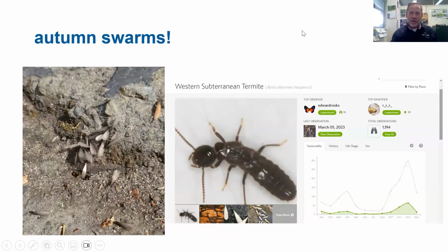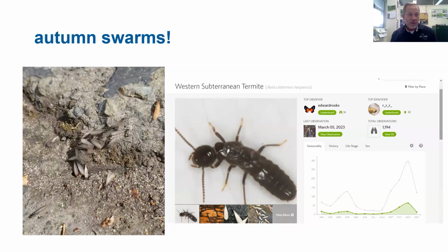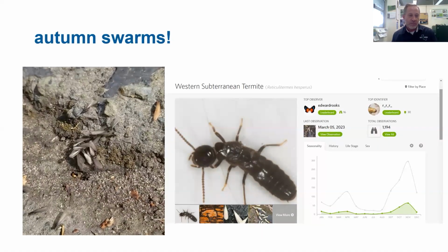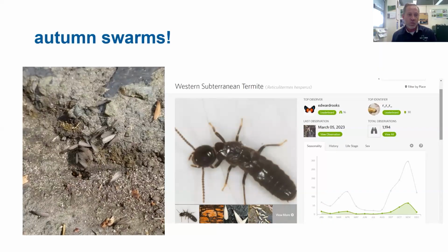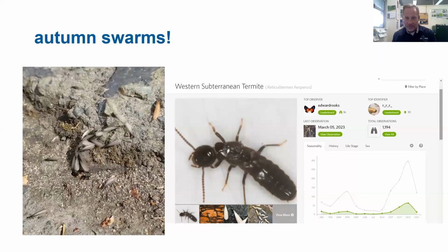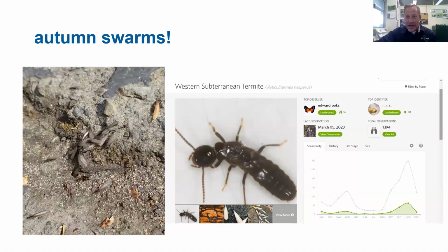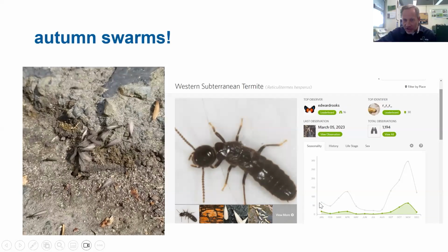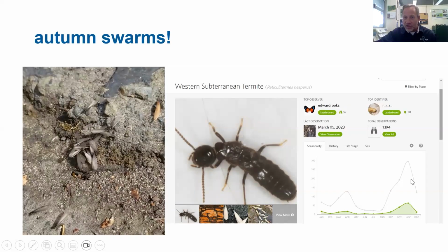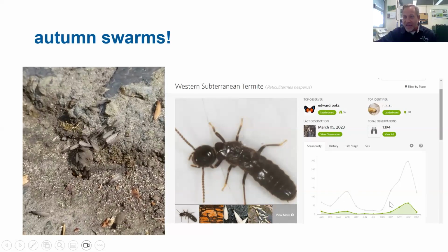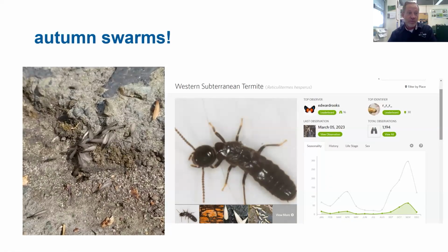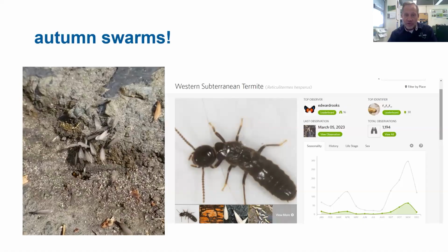So subterranean termites in California are unique because they actually swarm in autumn. There are some species, especially along the coast, that are known to swarm after the first autumn rain. And if you go to iNaturalist, which is a kind of civic science observation platform online, you can see that the observations fall under these two broad peaks, spring and fall. So we have some species of subterranean termites that swarm in the spring and others that swarm in the fall.